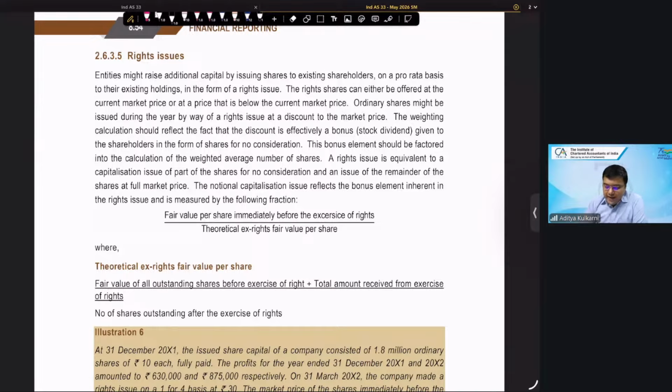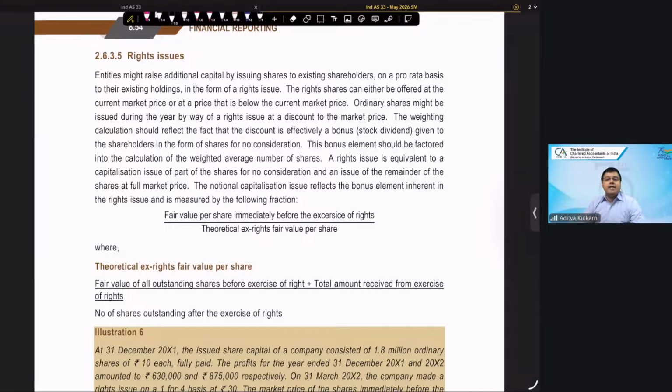Now, when I issue it at a discount, can I say that there is a bonus component hidden when I issue right shares? Yes or no? Yes, sir. There is a hidden bonus component. That bonus component is represented by the discount at which I am issuing the right shares.